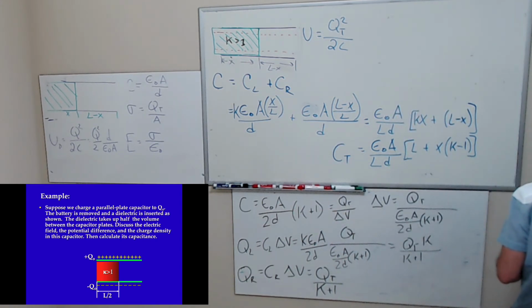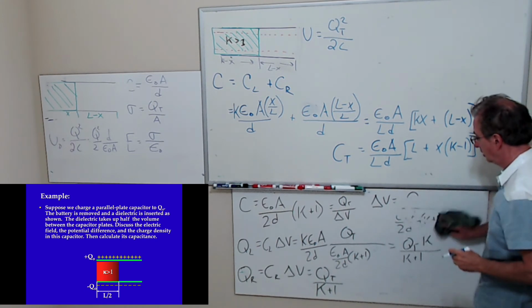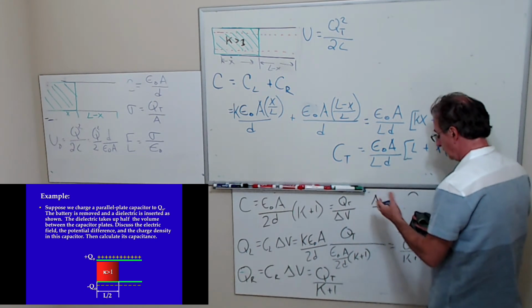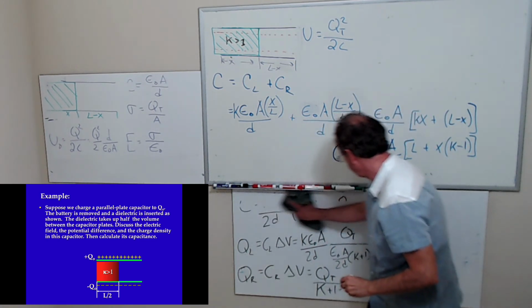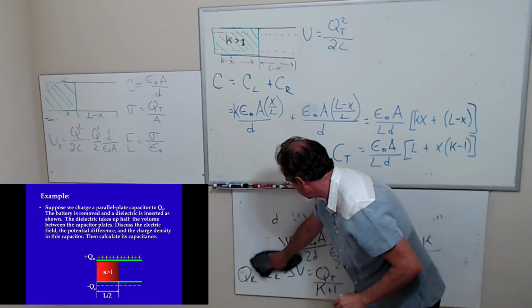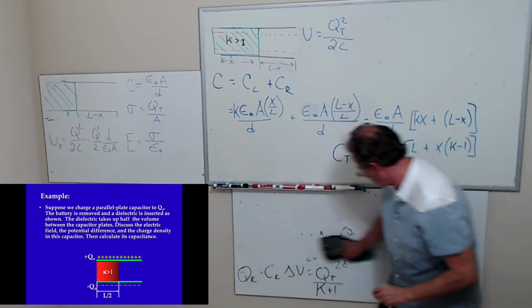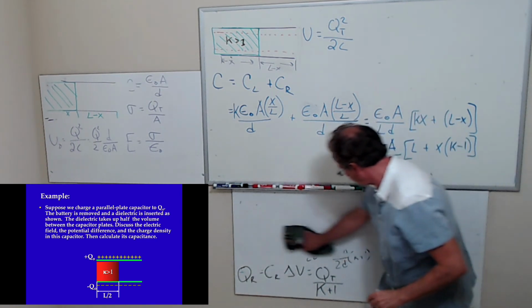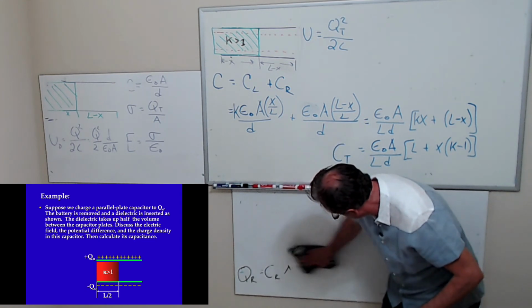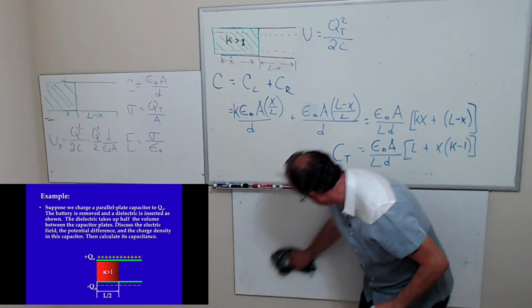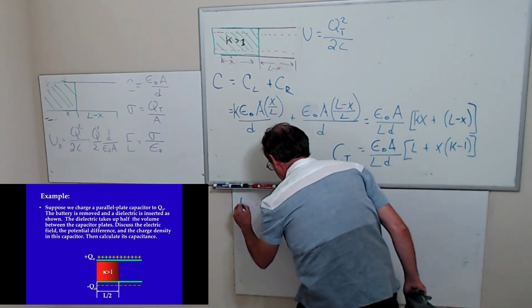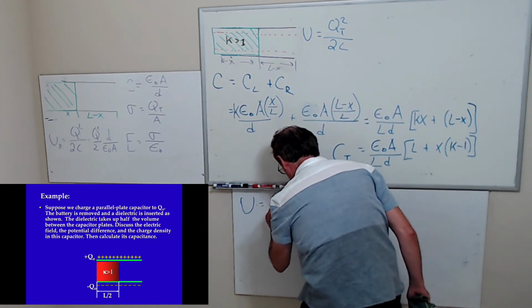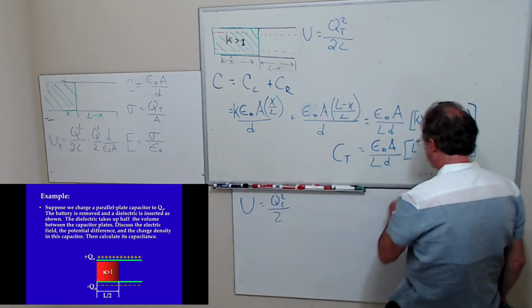So now my total energy is going to be Q squared divided by this thing. So U is going to be Q total squared over 2 times 1 over this.